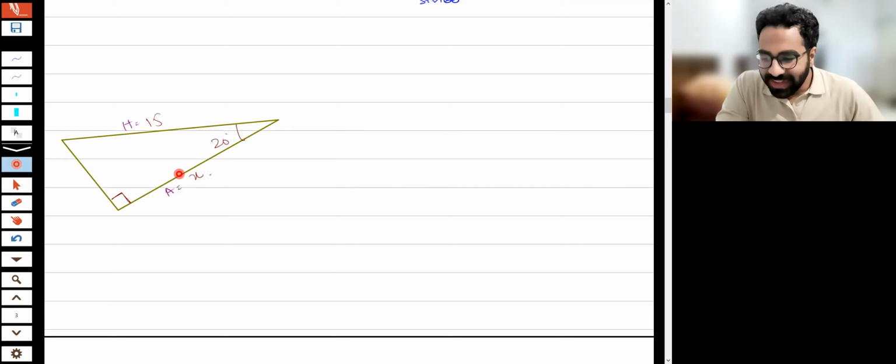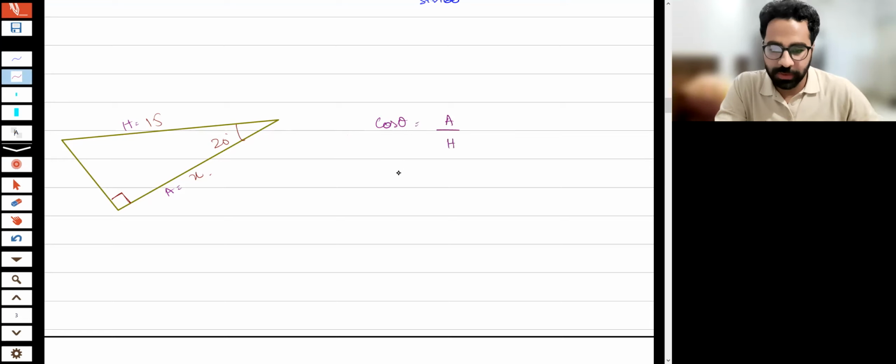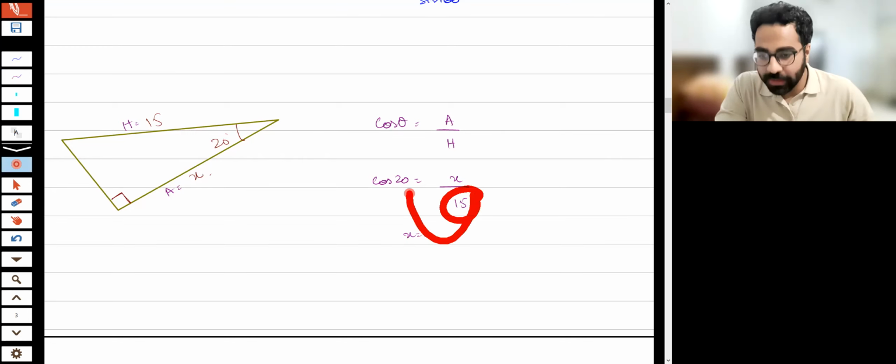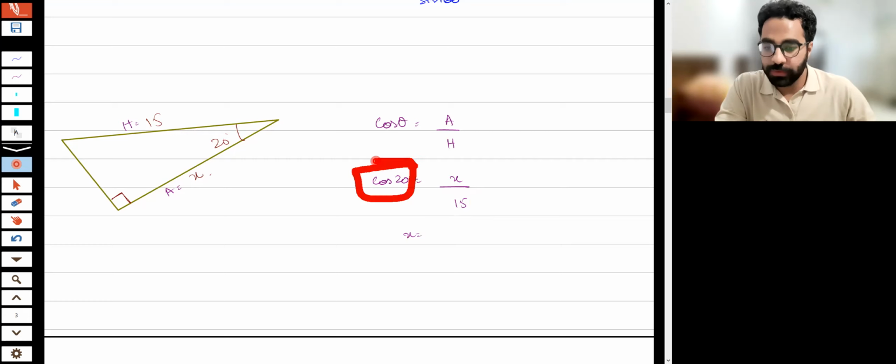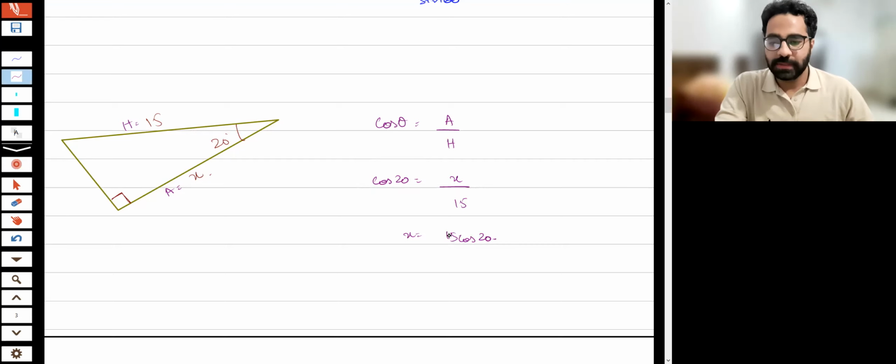So is there a trigonometric ratio which connects A with H? Yes, that is cos theta equals adjacent upon the hypotenuse. I have been given the value of the angle, which is 20, so cos 20 equals adjacent, x, over the hypotenuse, 15. To make x the subject, remember that 15 won't get multiplied with 20. 15 will get multiplied by the whole trigonometric ratio of cos 20. So I get 15 cos 20 as my value of x.